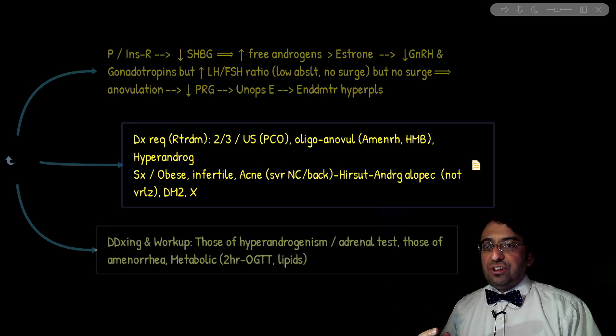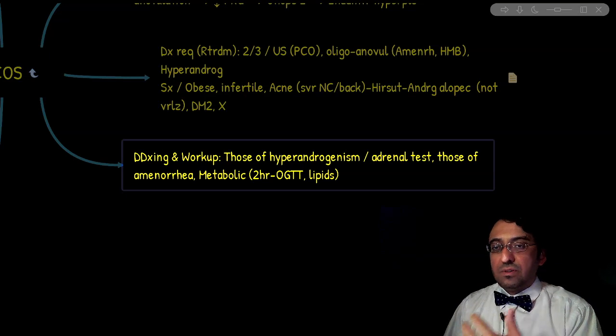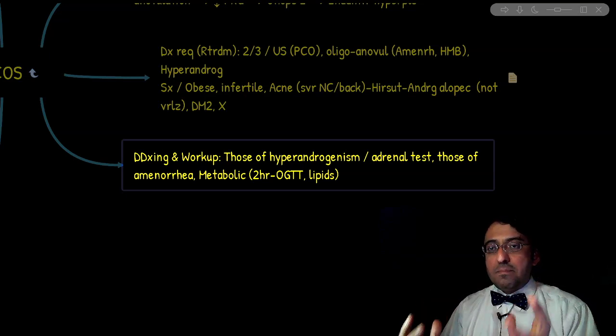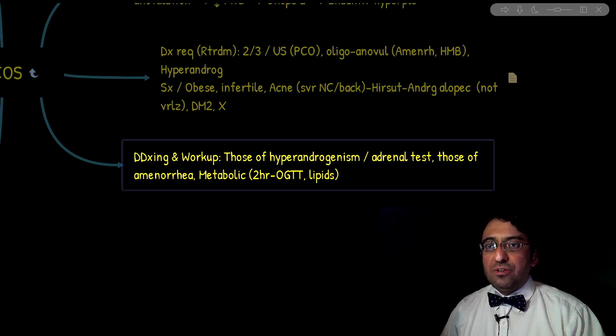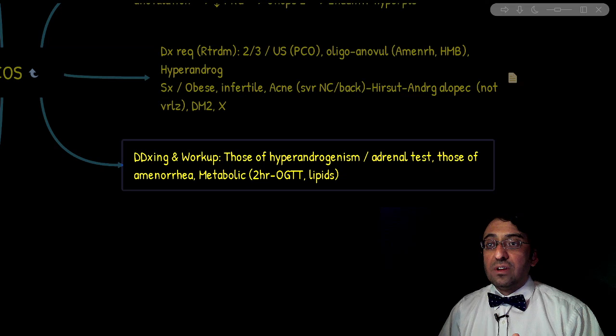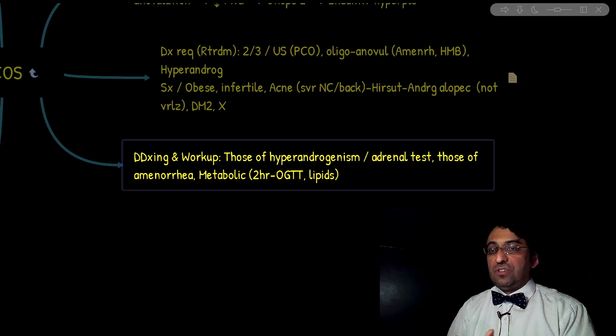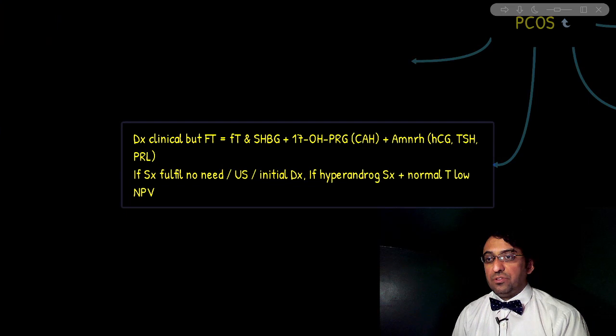Again, the understanding of pathophysiology helps us understand the differential diagnosis and the rationale behind ordering the diagnostic workup, evaluation, and tests. What are the major groups of differential diagnosis and therefore the major groups of tests and workup? Well, we have the differentials of hyperandrogenism, such as the adrenal pathologies like Cushing or congenital adrenal hyperplasia, especially the non-classic type 21 hydroxylase deficiency. Then we have the differentials of amenorrhea, and then we have the differentials for metabolic changes that are seen in polycystic ovarian syndrome.